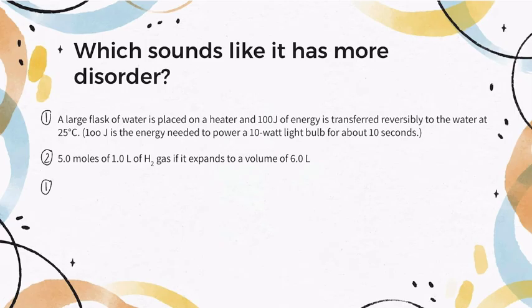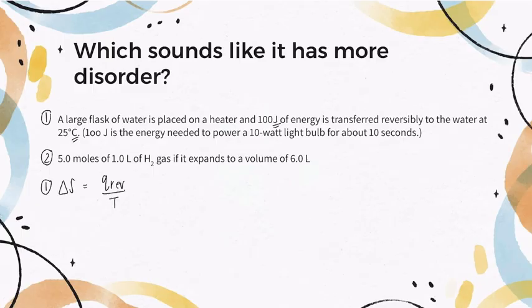In this case, it's asking us, a large flask of water is placed in a heater, energy is transferred reversibly, which sounds like it has much disorder, so we're going to have to find our disorder. So our delta S. In this case, it gives me joules and it gives me Celsius. So looking at my equation sheet, I'm going to say, okay, it's probably going to be this equation here.